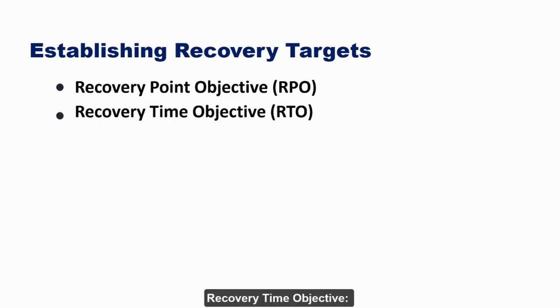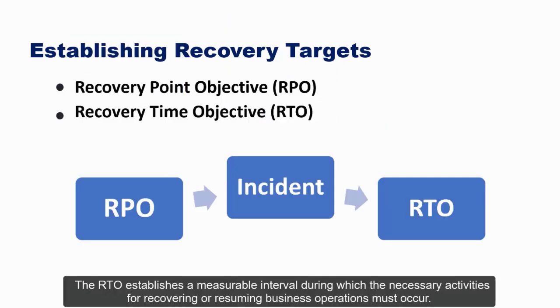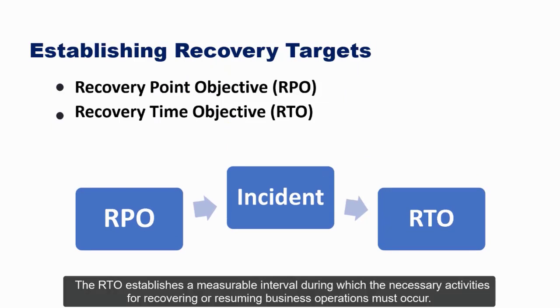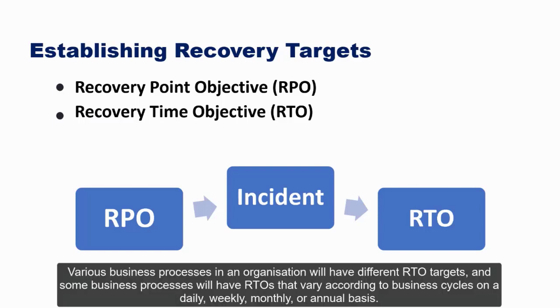Recovery time objective. The RTO establishes a measurable interval during which the necessary activities for recovering or resuming business operations must occur. Various business processes in an organization will have different RTO targets, and some business processes will have RTOs that vary according to business cycles on a daily, weekly, monthly, or annual basis.